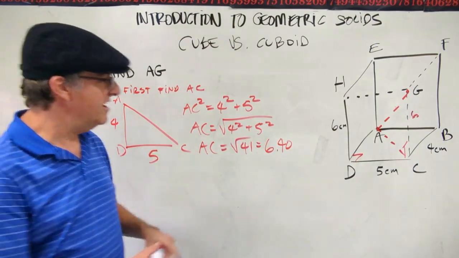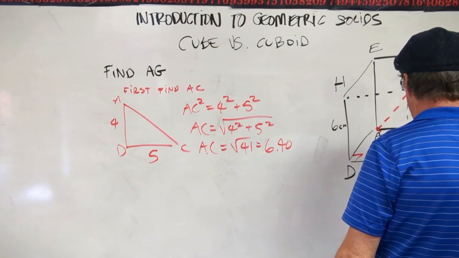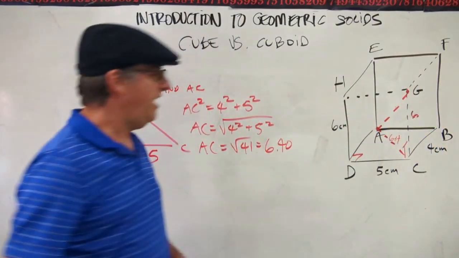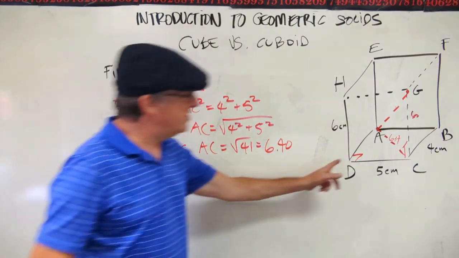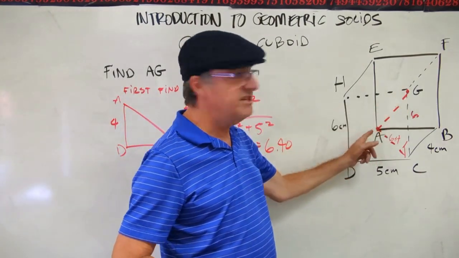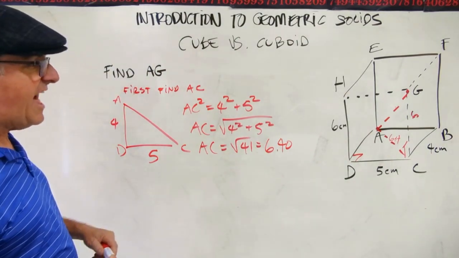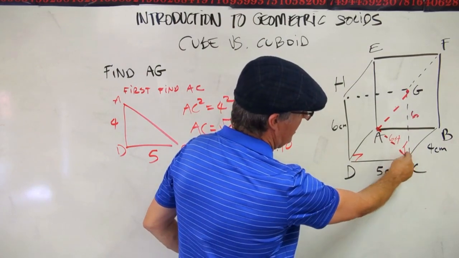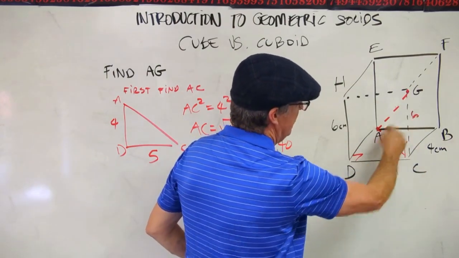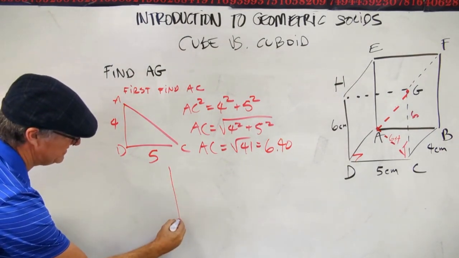Let's mark that on our diagram. We might need it later. 6.4, right there. Okay, so now that I've found my AC, I have what I need to go ahead and find my AG, this interior diagonal of our cuboid. So again, let's sketch that. My triangle is going to be ACG with the right angle right there between A and G. So I'm going to go ahead and just draw that out like this.